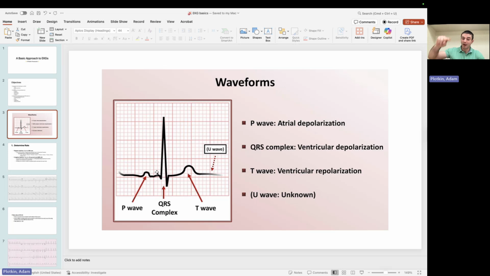Remember, when my waves point up, that means the overall electrical activity is coming towards that lead. And when the waves point downwards, that means the electrical activity is going away from that lead. I have a picture of the leads coming up in a second.